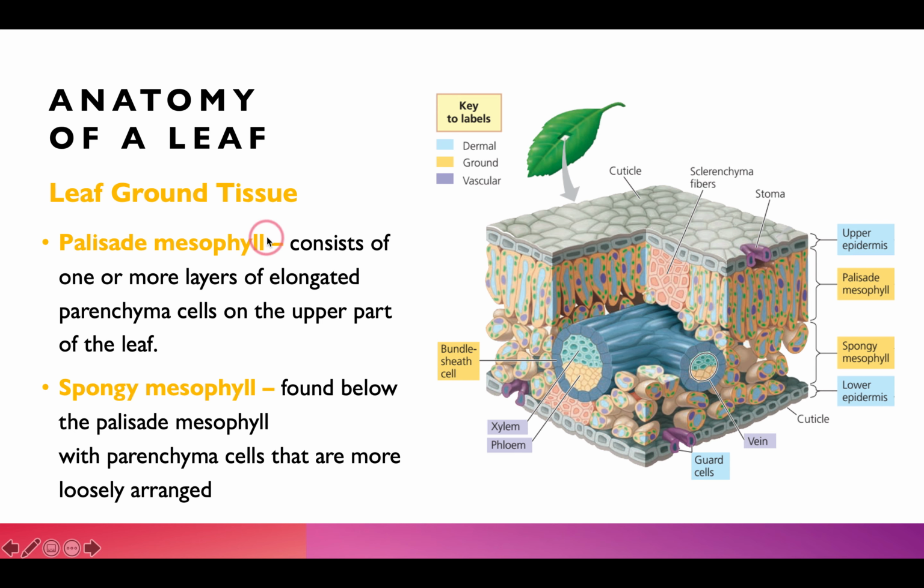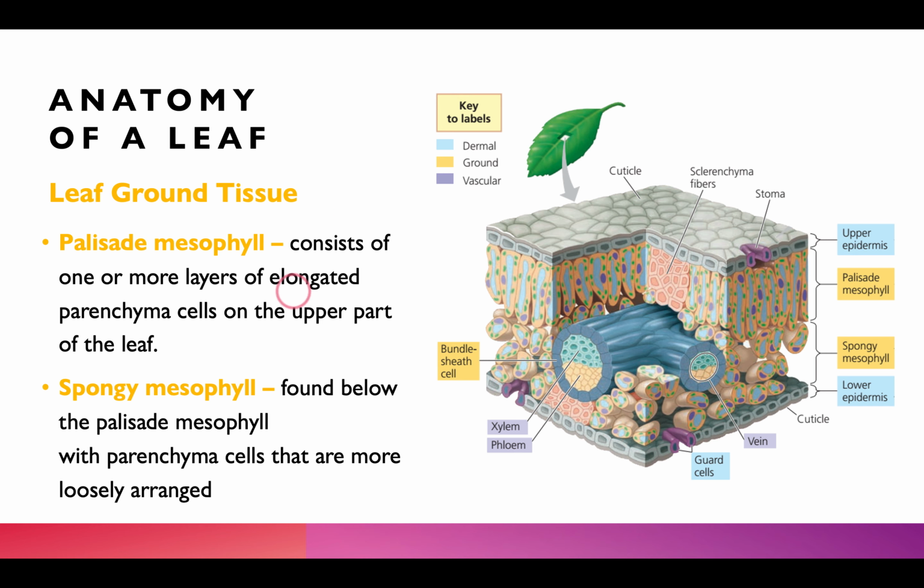Next, we are looking at the ground tissue of a leaf. The leaf's ground tissue is called the mesophyll, from the Greek mesos meaning middle and phyll meaning leaf. The mesophyll consists mainly of parenchyma cells, specialized for photosynthesis. If you recall, parenchyma cells are used mainly for storage, especially since their cell walls are very thin.